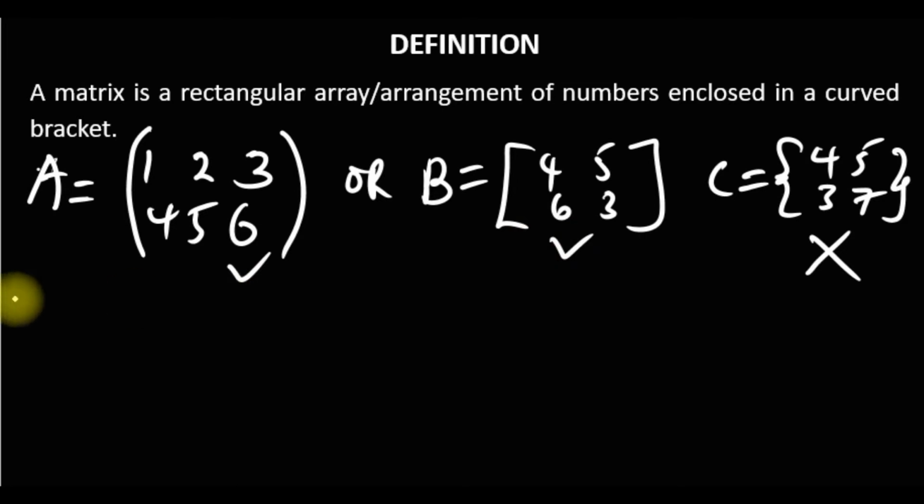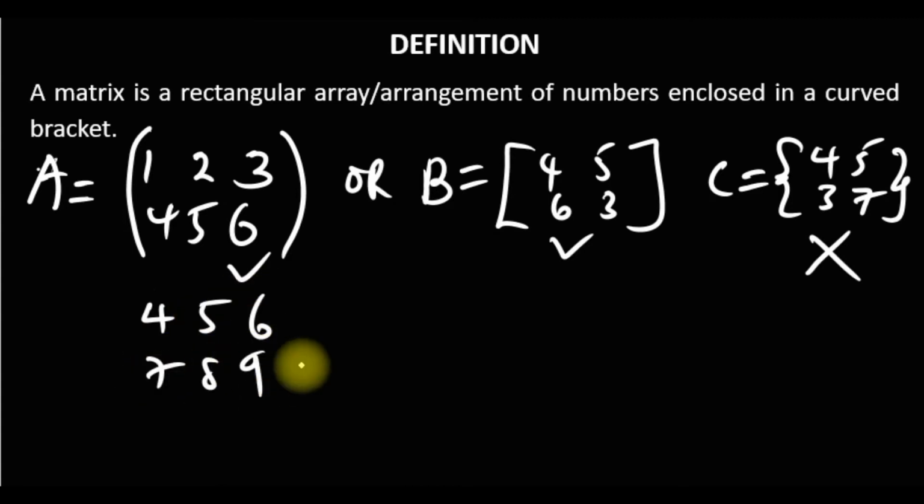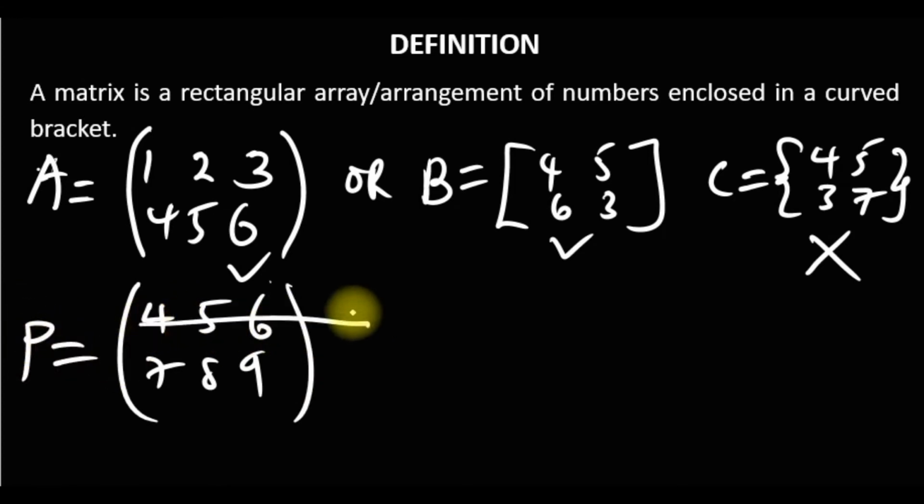So the next thing, we normally name a matrix by row and column. The horizontal arrangement is the row. So coming here, 1, 2, 3 is the row. Maybe if you have 4, 5, 6, 7, 8, 9. Maybe let's call the matrix P. These ones are the row, the horizontal, while the vertical ones are the column.